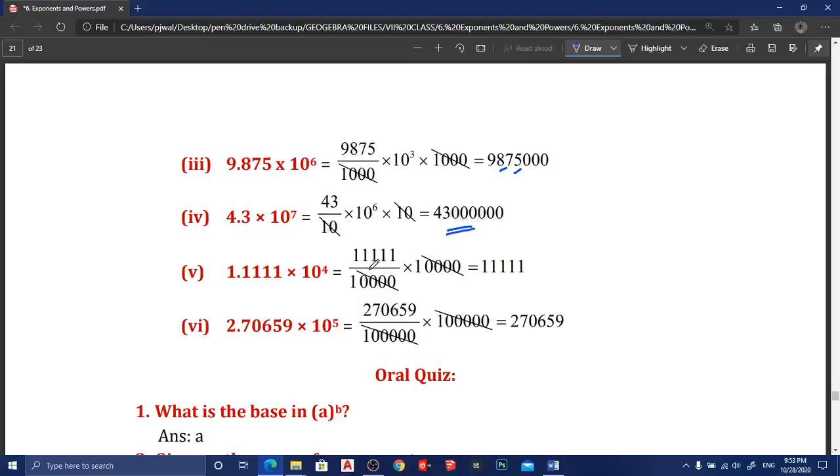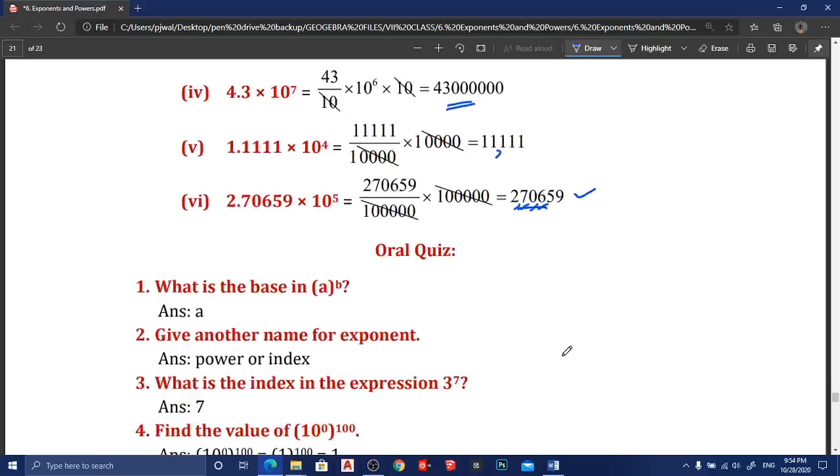1.1111, how can I write this? 11,111 by 10,000 into this 10 power 4, you can write 10,000. So 10,000 gets cancelled. You can write 11,100. Okay. Next, here also remove the point, write and cancel this 1 lakh. You get 27 lakhs 6,000. 27 lakhs 659. Okay. Sorry, 2 lakhs 70,000 659 you get. Okay. So this is the answer.